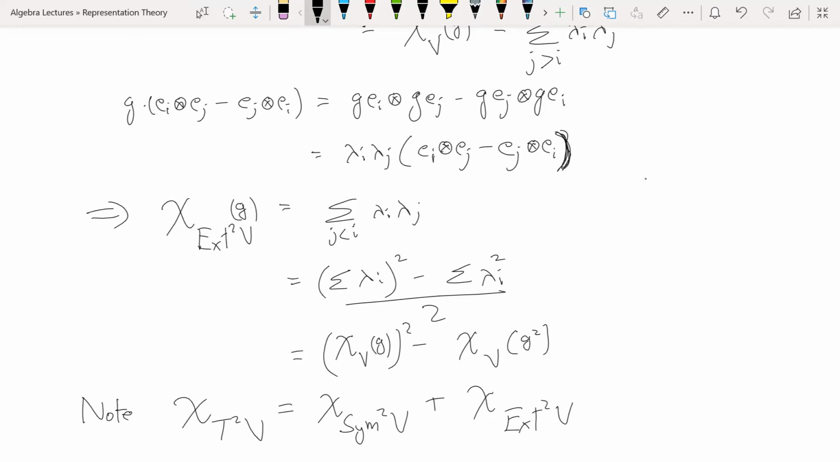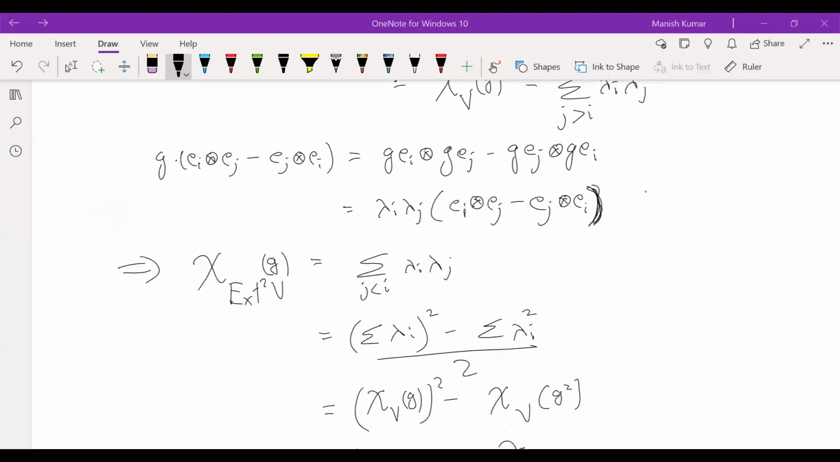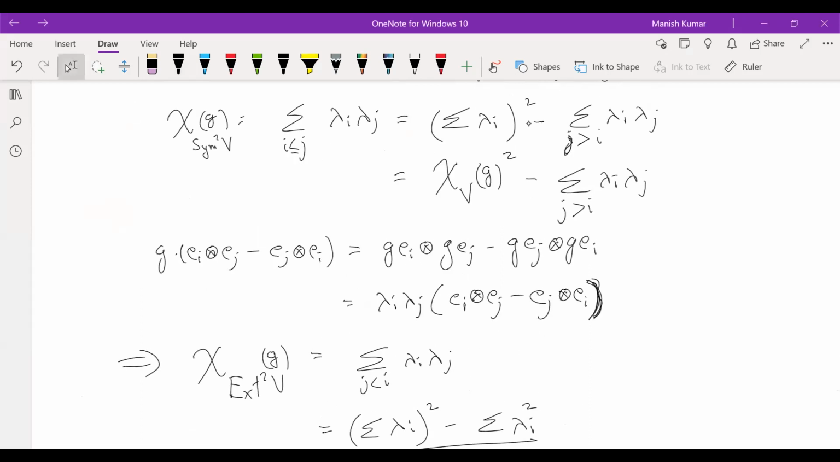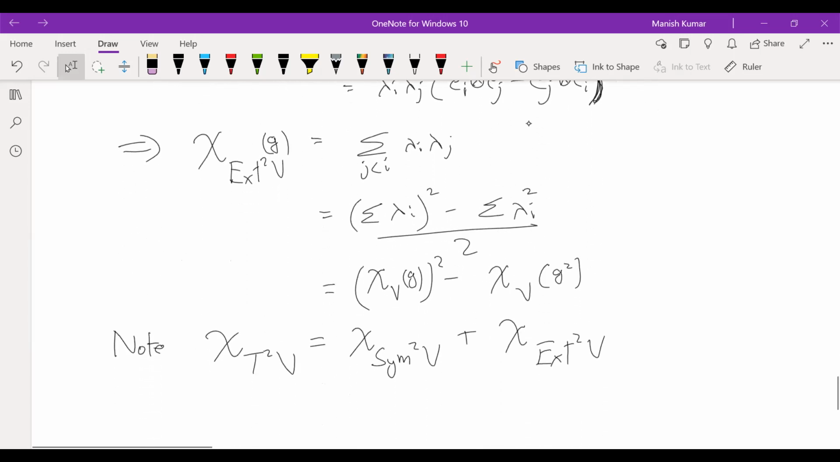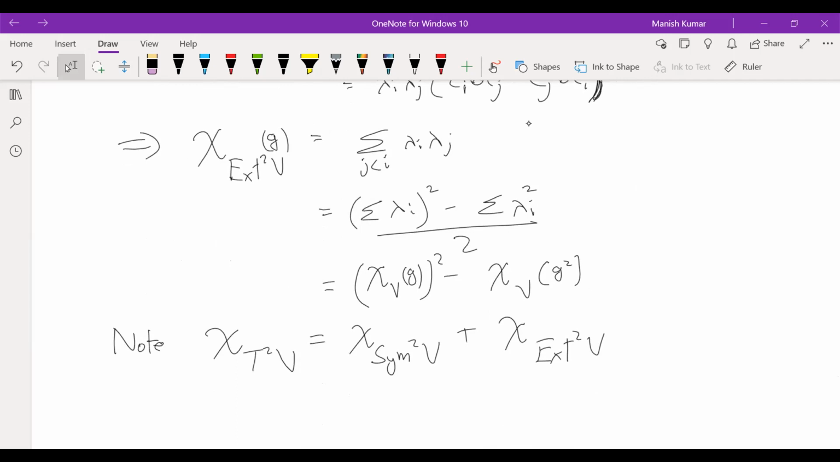Okay, is this okay? I hope it made sense. Any questions or comments? So I've given you the formula for the character of wedge square and Sym square just in terms of the character of V. For general Sym, I don't know if this is possible. You have to do some combinatorics with respect to these. But you can check if you can get something like this for higher ones.